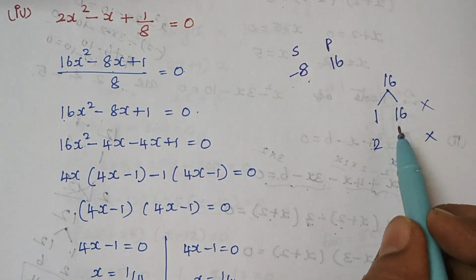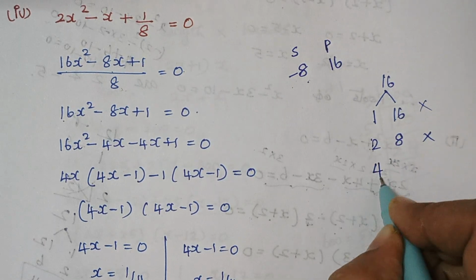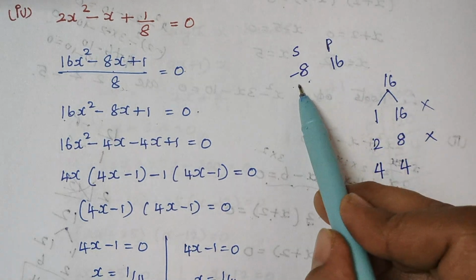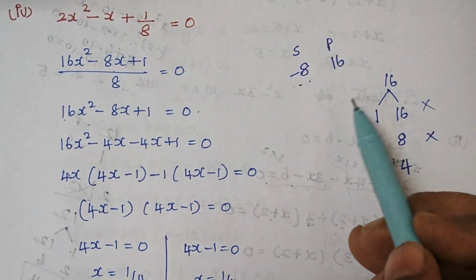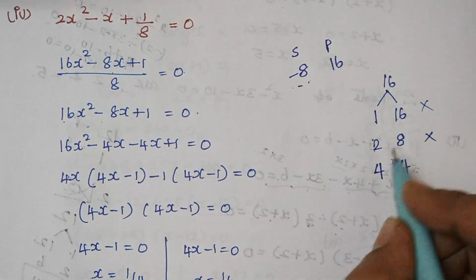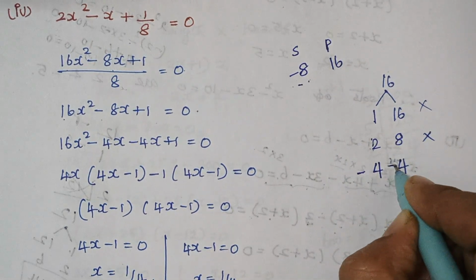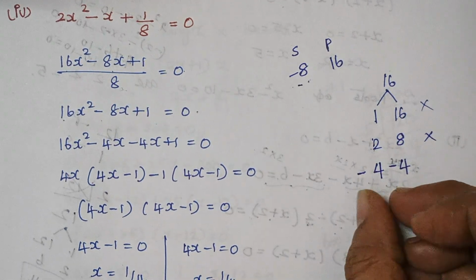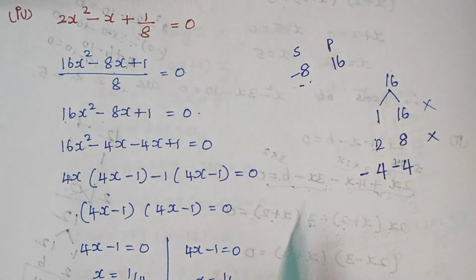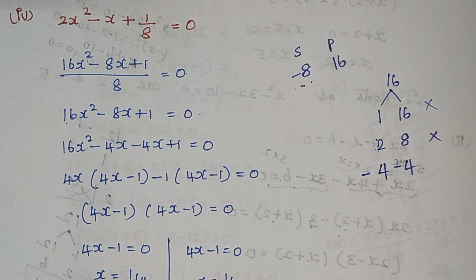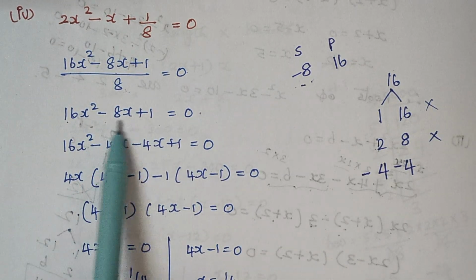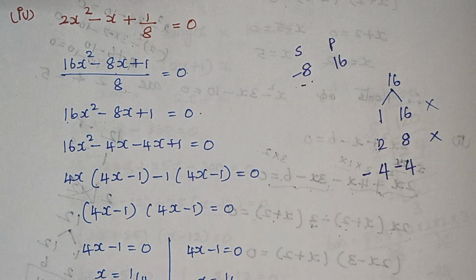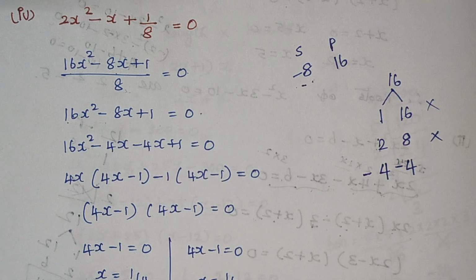16 is not divisible by 3, so we go to 4. Here 4 fours are 16, and 4 plus 4 gives you 8. But what we actually need is −8. Therefore, −4 into −4 gives you +16, and −4 plus −4 gives −8. So now we split this −8x as −4x and −4x. The first and last terms remain the same.